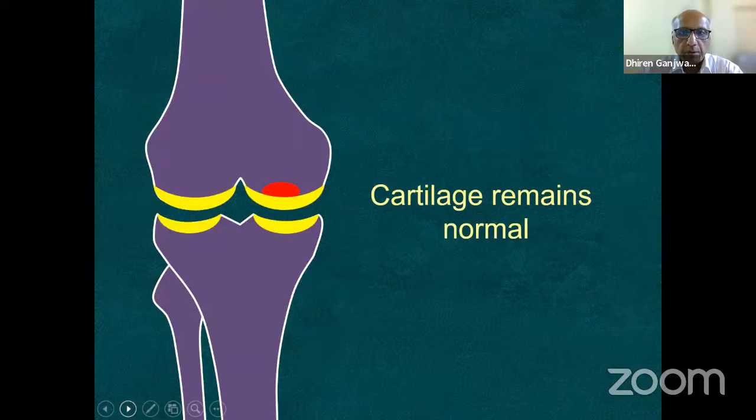An important point we need to remember is that the problem is with the subchondral bone, but the cartilage is normal. In the beginning of the process, the pathophysiology, the cartilage remains normal. It's a disease of subchondral bone.